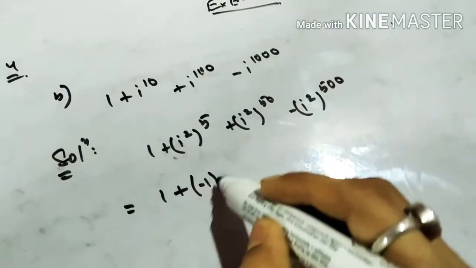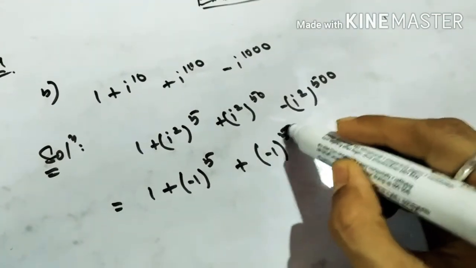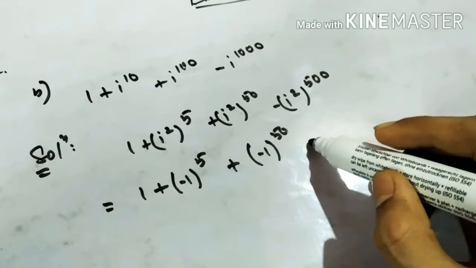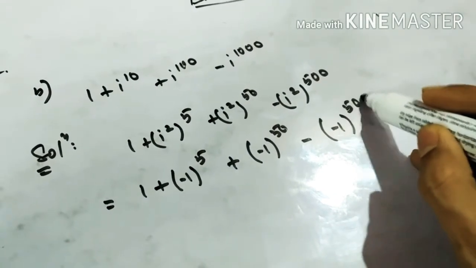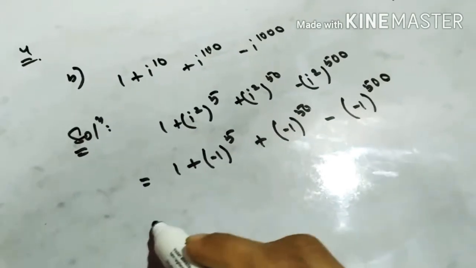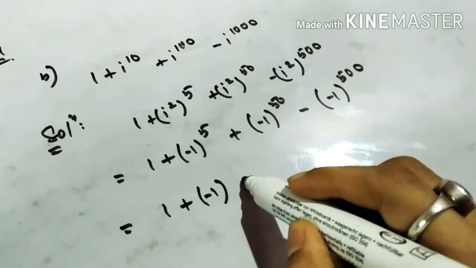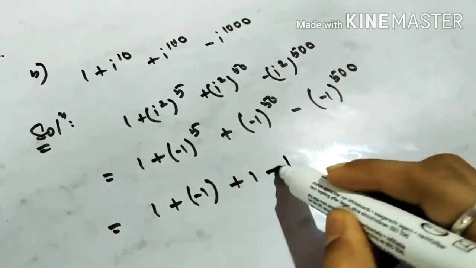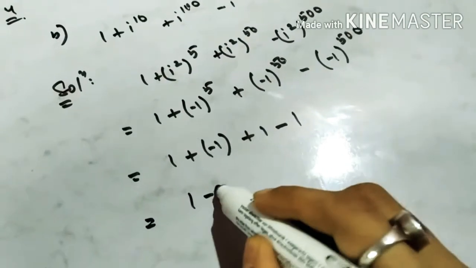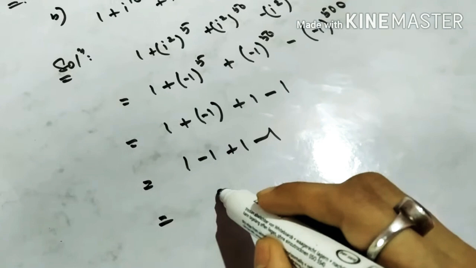1 plus (-1)^5 plus (-1)^50 minus (-1)^500. 1 plus minus 1 plus 1 minus 1. So 1 minus 1 plus 1 minus 1. So ultimately it will become 0.